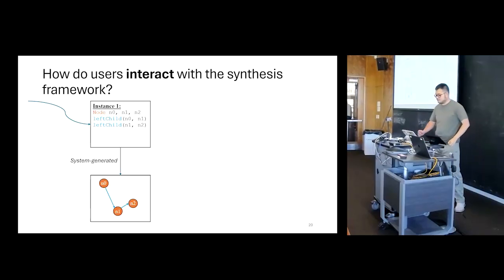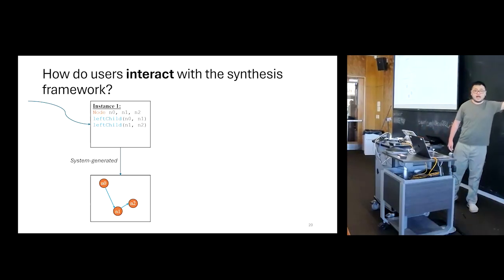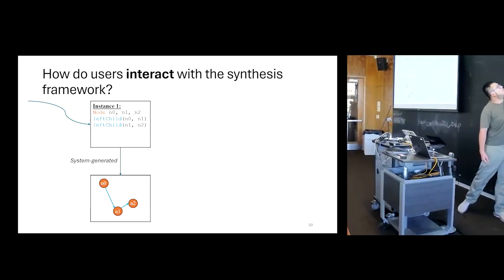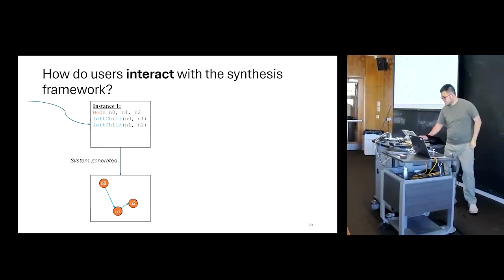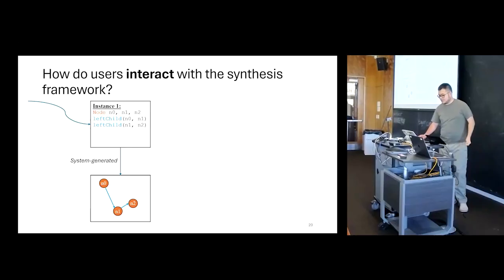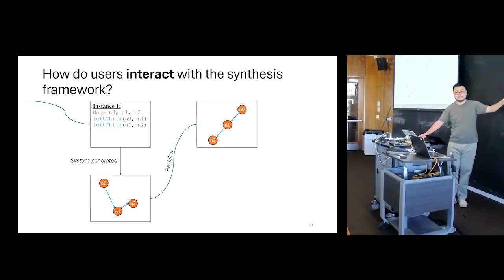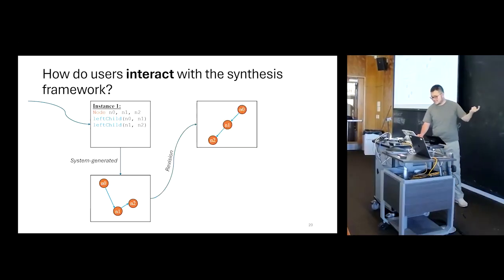The system starts out with nothing, with no knowledge about what our desired layout looks like. So it just randomly places the nodes around. Of course, this visualization does not correspond to how the stakeholders would naturally think of this instance. So the user could provide a revision to this diagram because they don't really like it.